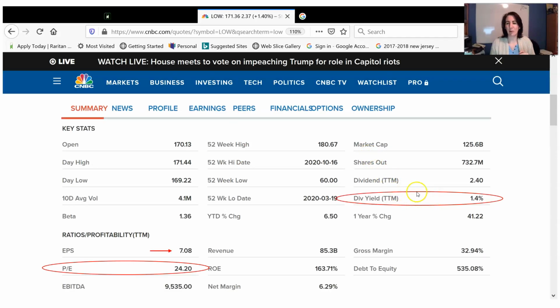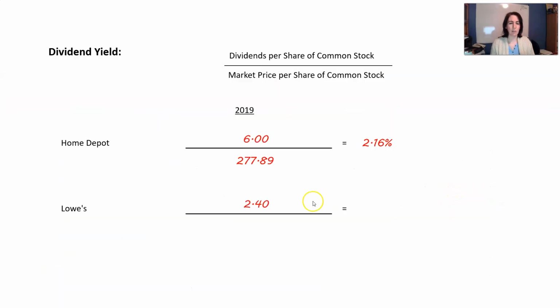So here's Lowe's for a second, 1.4%. The dividend they've paid out is $2.40. We're like, well, that's way lower than $6. But remember, you paid less for it. So 2.40 over 171.36 is 1.4%. They pay out less, but again, you have a lower buy-in, so that may be worth your while.